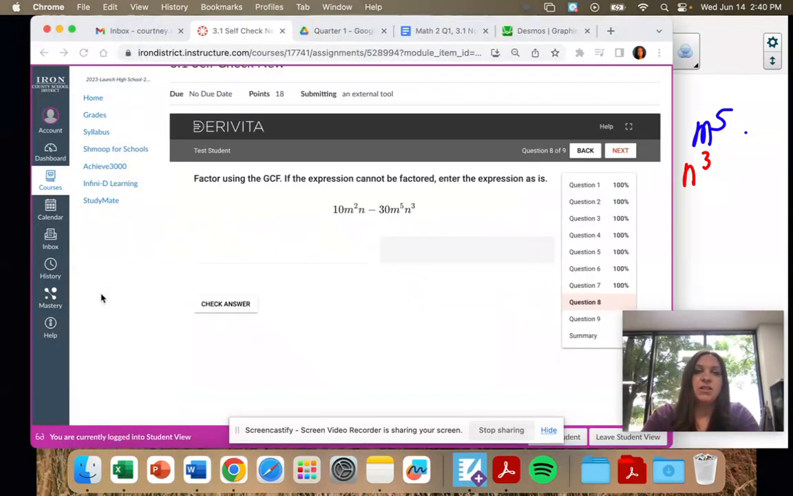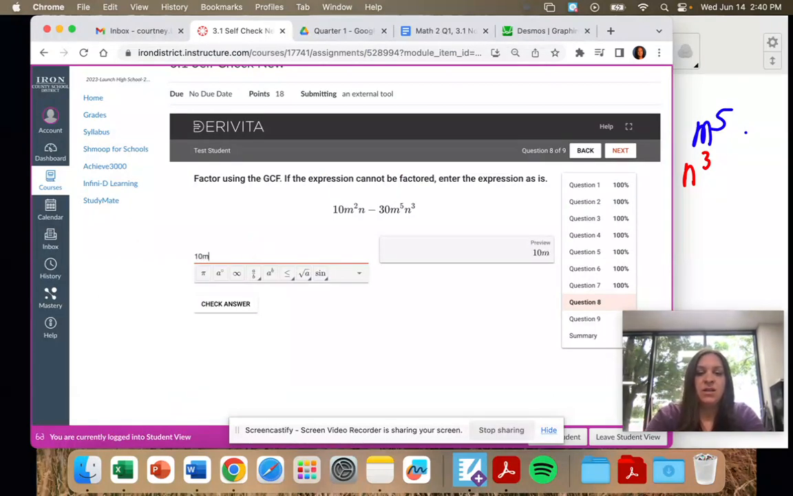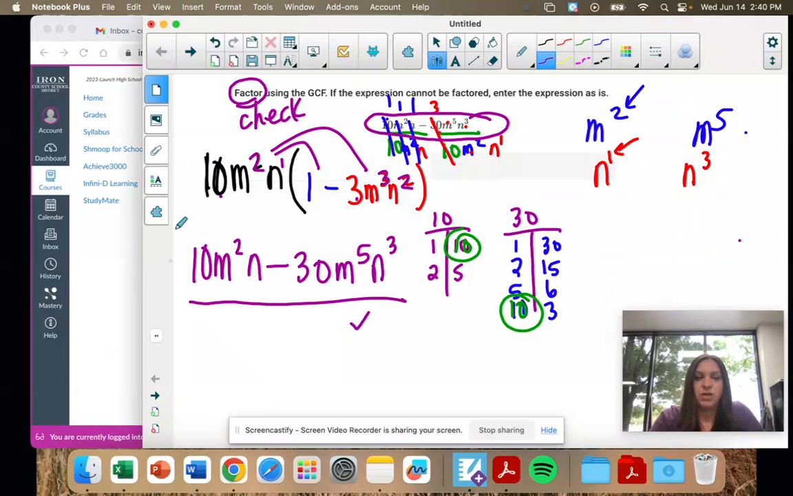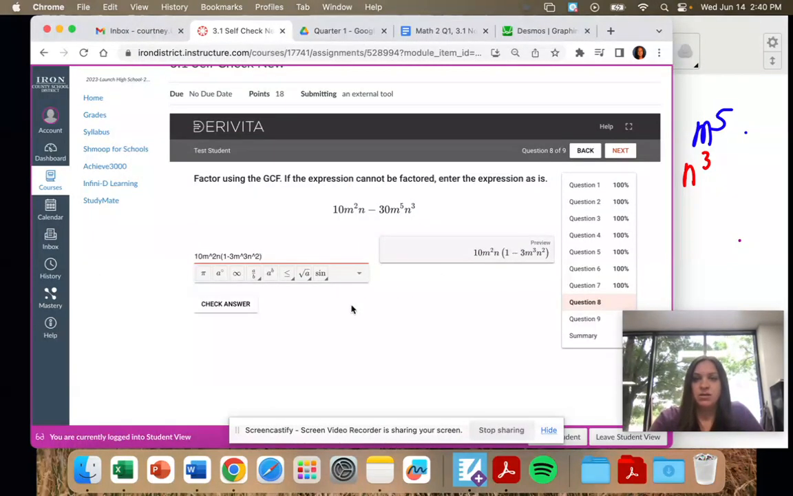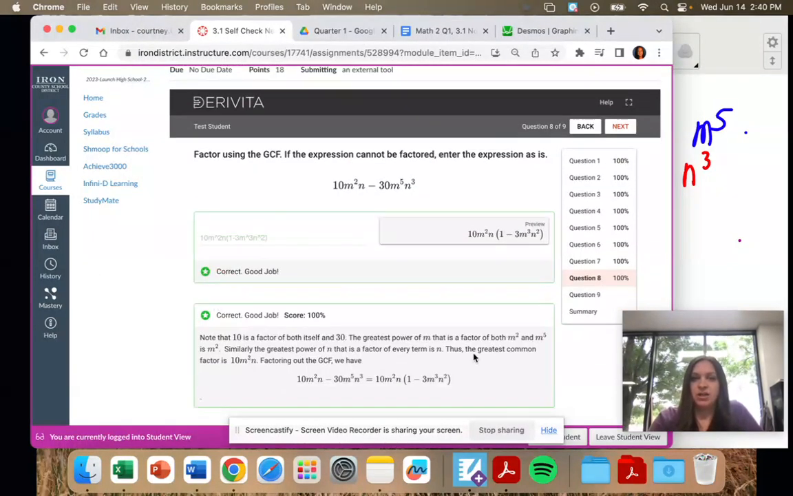So we're going to type this in, 10 m squared n, parentheses, 1 minus 3 m to the third n squared. And that matches what we wrote down right here. So I'm going to check and it's correct.